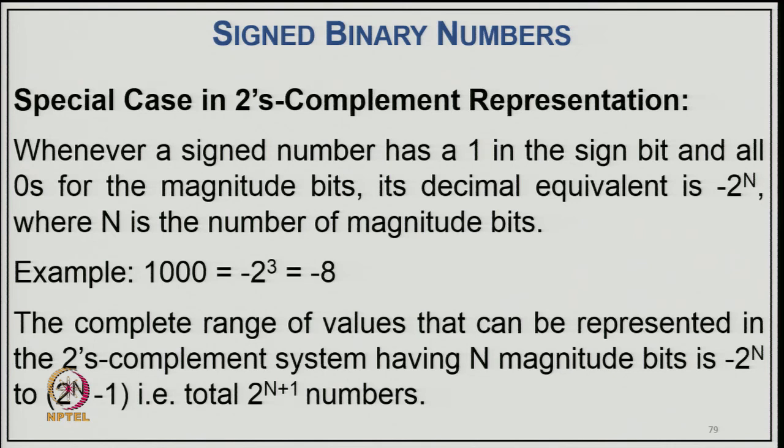So, we call it the complete range, that is, the two's complement equivalent to the decimal equivalent. When you are converting from two's complement to decimal, the complete range of values that can be represented in a two's complement system having n magnitude bits is from minus 2 to the power n to 2 to the power n minus 1, and the total count of numbers becomes 2 to the power n plus 1.